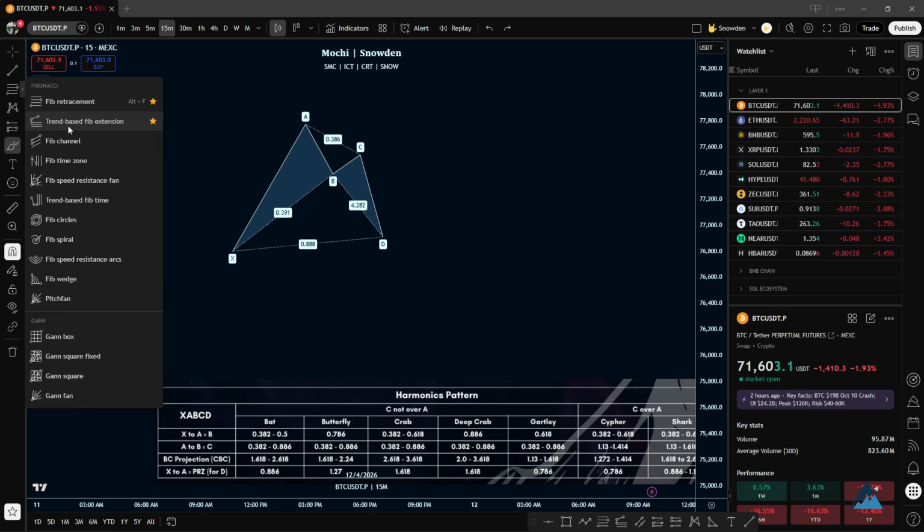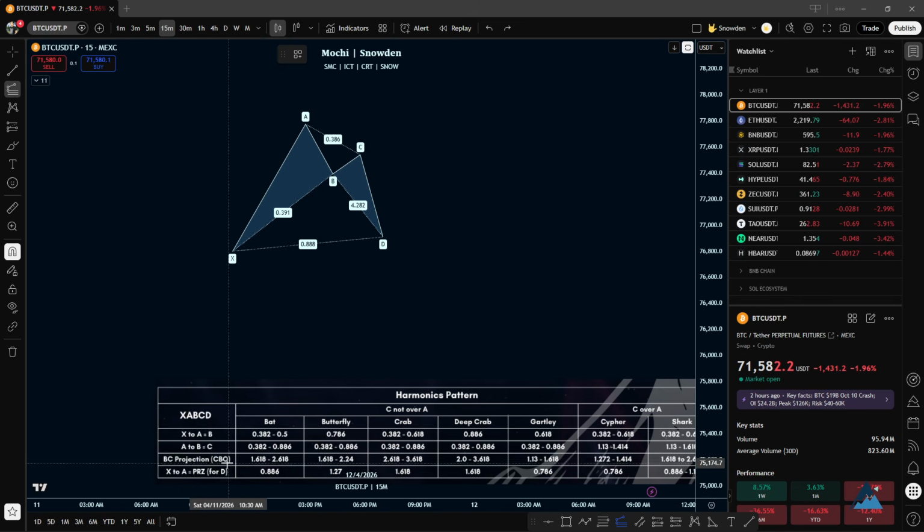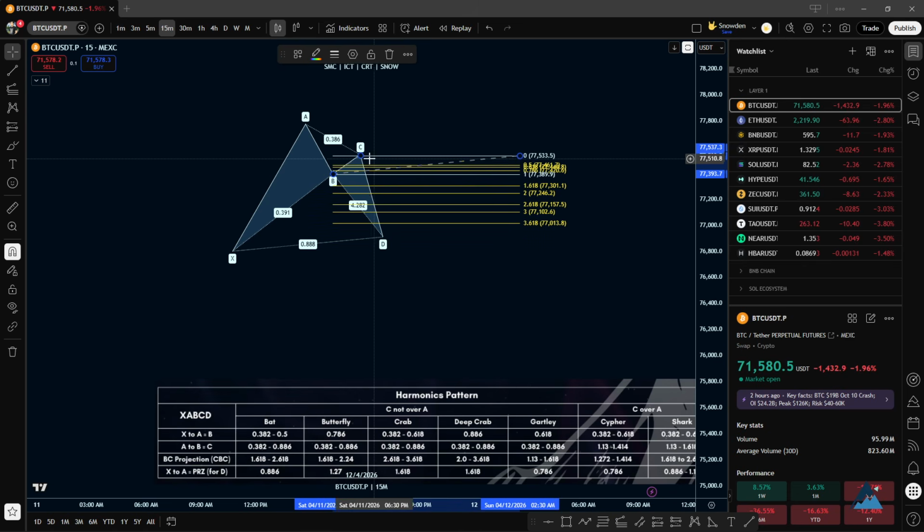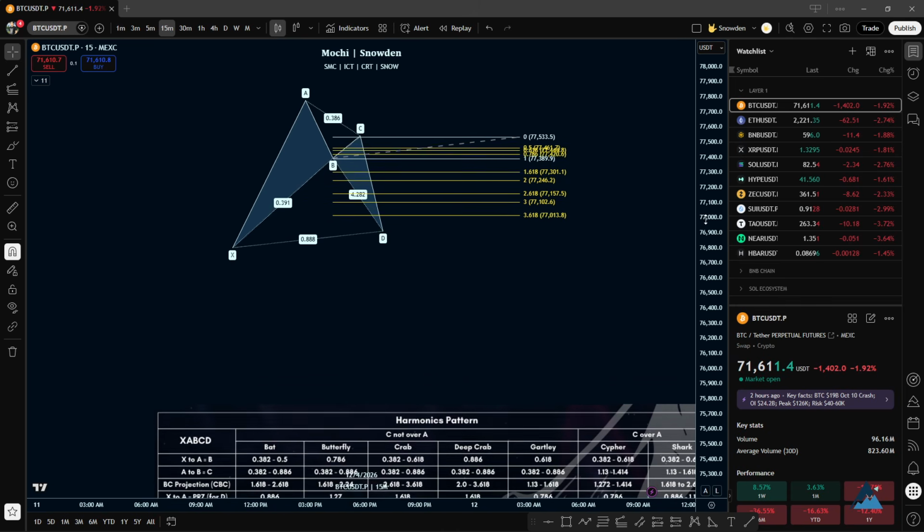Meron tayong tool called Trend-Based Fib Extension. And nakalagay dito, di ba, BC projection. But there's this code right here, CBC. Just means that you click your Trend-Based Fib Extension sa C, sa B, saka sa C. Ayan. Tatapat nyo lang siya sa C. Then, you need to mark your numbers. Do you guys see this? Dapat daw si BAT 1.618 to 2.618. Dapat daw, nandun yung reversal zone ni BAT. Okay?